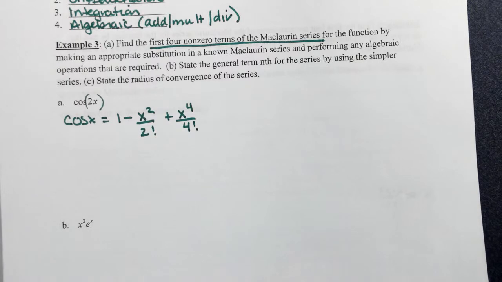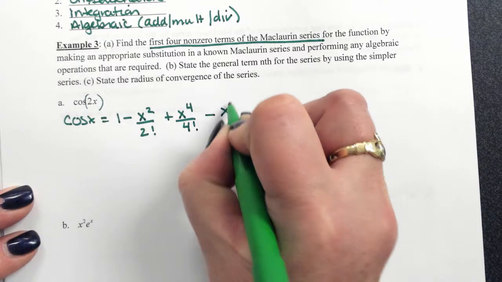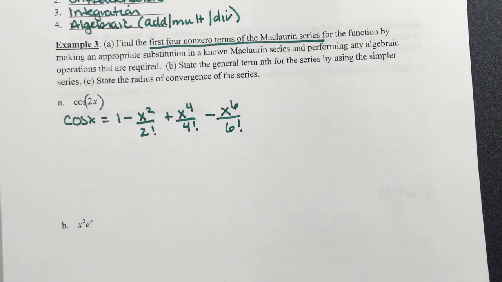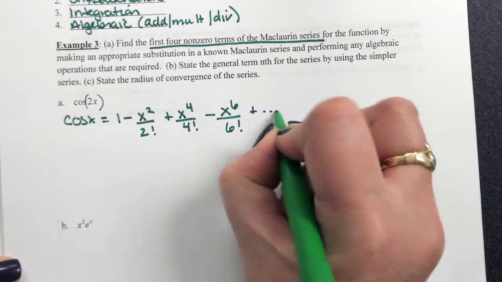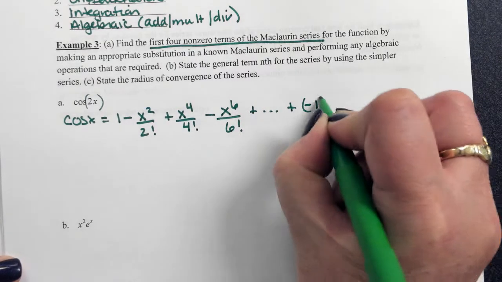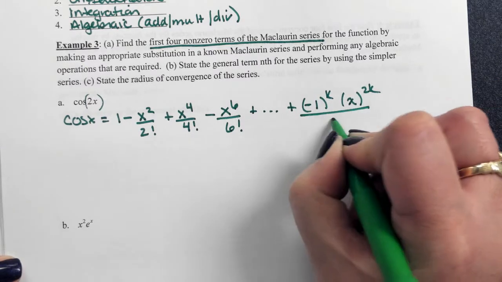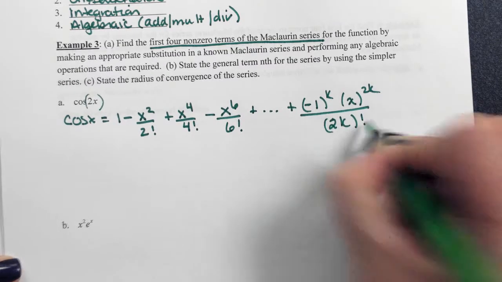Did I go out far enough? What did the directions say? 4. So did I go out far enough? No. Make sure you're reading those directions carefully. If they want 4, you better make sure you take it out to 4. And then my general term for cosine of x is, I know, negative 1 to the k, x to the 2k, all over 2k factorial.